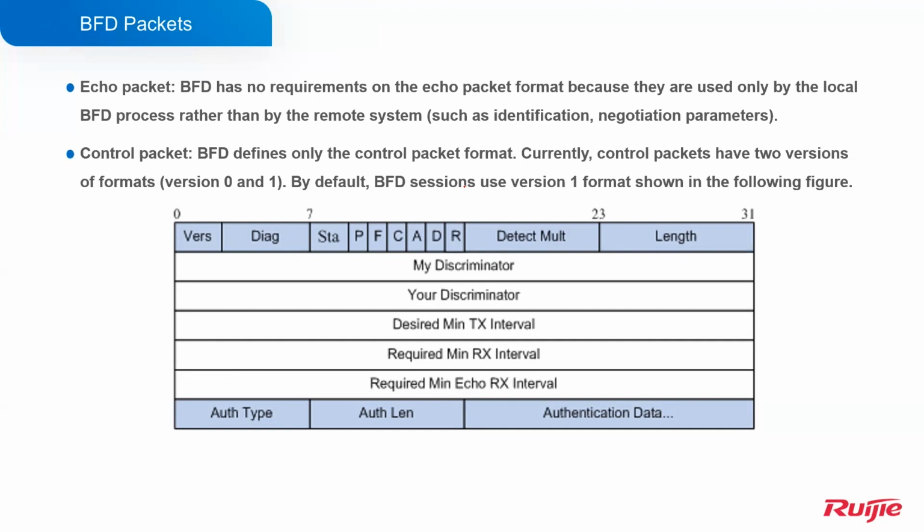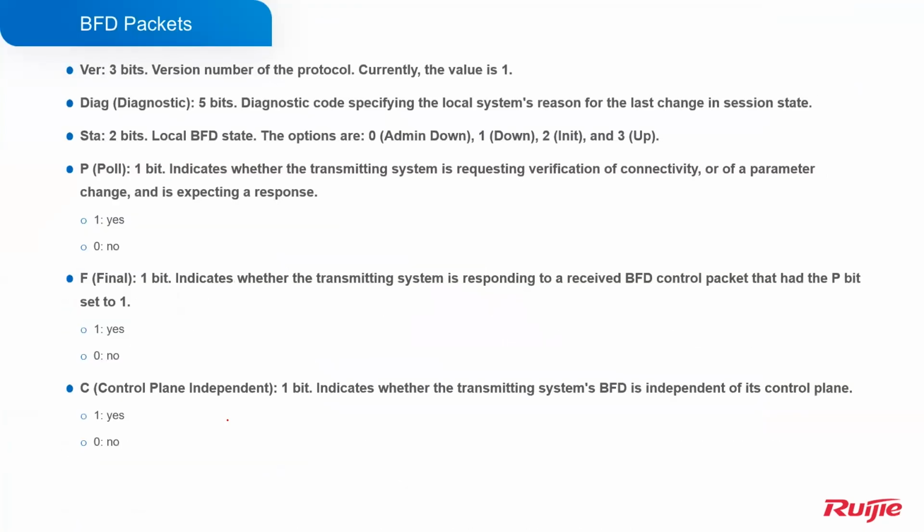While different from that, for the control packet, BFD defines a format, which you can see in this figure. Currently, control packets have two versions of formats, version 0 and 1. By default, we use the version 1 format. And as you can see in this figure, it contains multiple fields, for example, version, diagnostics, state, detect multi, length, auth type, auth length, and so on. About these fields, let's see them one by one, okay?